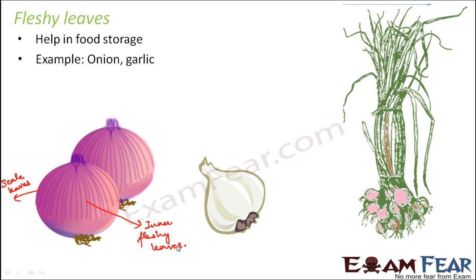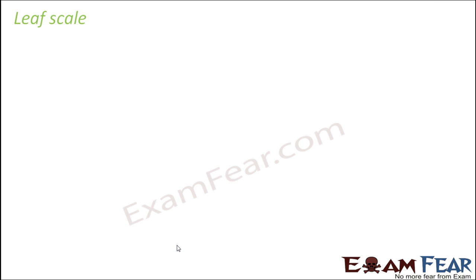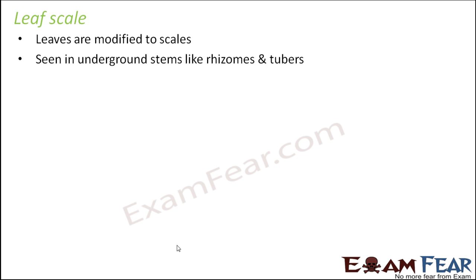So the similar kind of structure is present in case of garlic as well. It is just that in onion we have a single bulb, whereas in garlic we have several bulblets. The next one is leaf scale. Leaves are also modified to very thin scale-like structures. A very good example would be potato. So it is generally seen in underground stems like rhizomes and tubers.